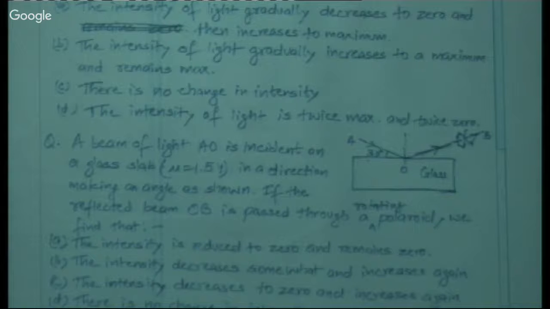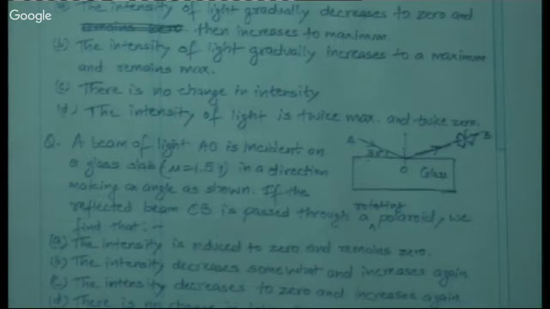A beam of light AO is incident on a glass slab of refractive index 1.54, in a direction making an angle as shown. The angle is 30 degrees, the glancing angle, so the incident angle would be 60 degrees. If the reflected beam OB is passed through a rotating Polaroid, what would we have?